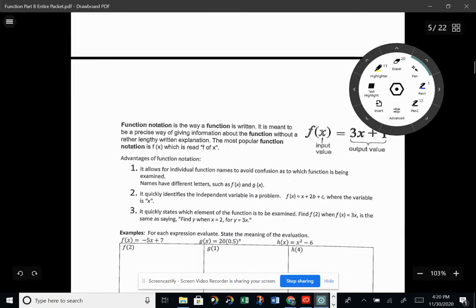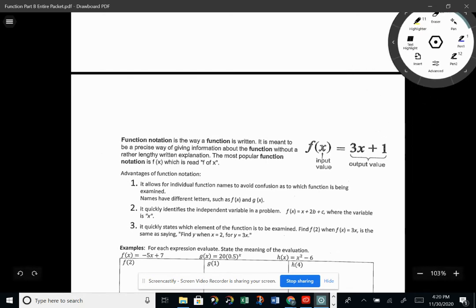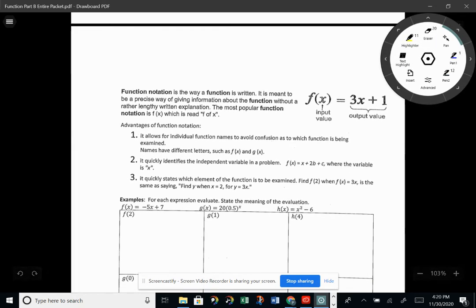So here we go. Here is what you're going to do right now. Here are little notes on what function notation is. Function notation is just a way that we're going to write a function. It's a precise way of giving information. We usually use f for function, sometimes the letter g, sometimes the letter h, but we usually use f. Then that x value is what we're going to put into that x, and then this is going to be our rule, whatever our equation is.